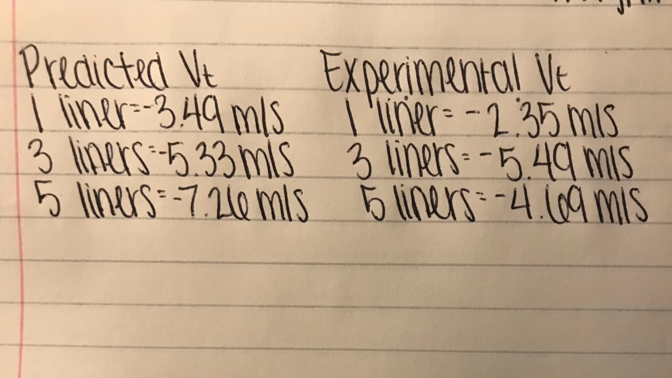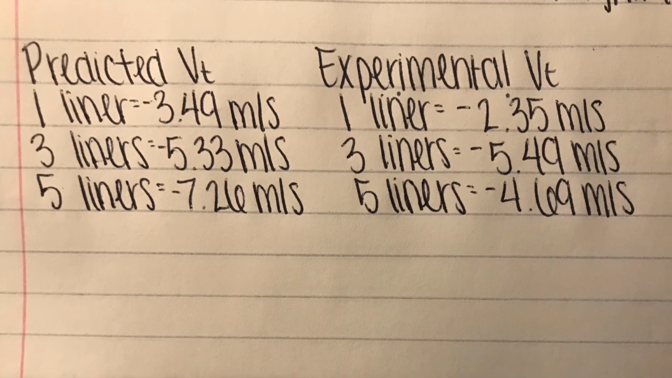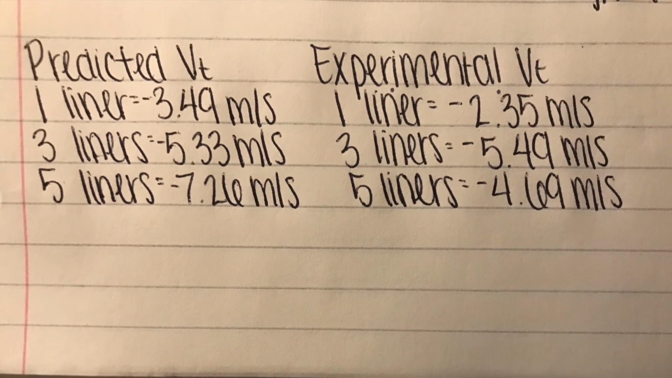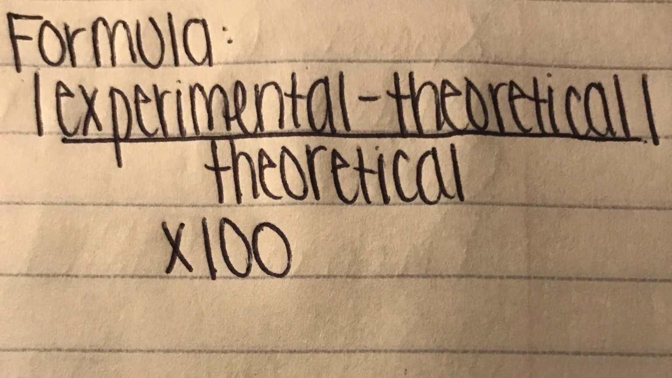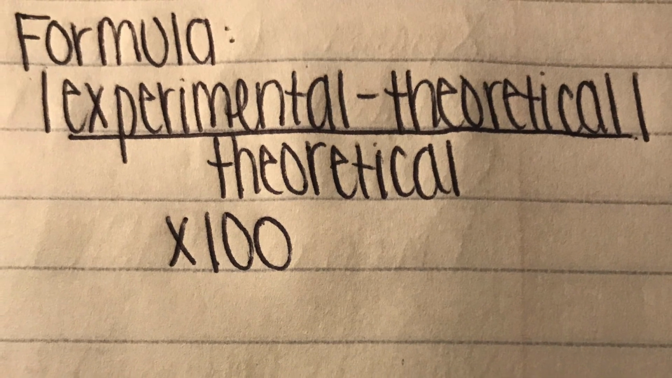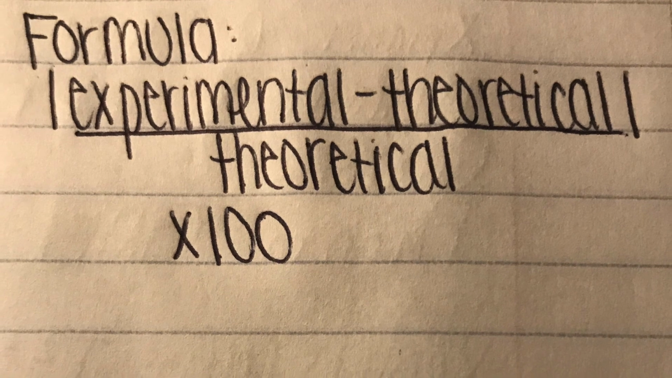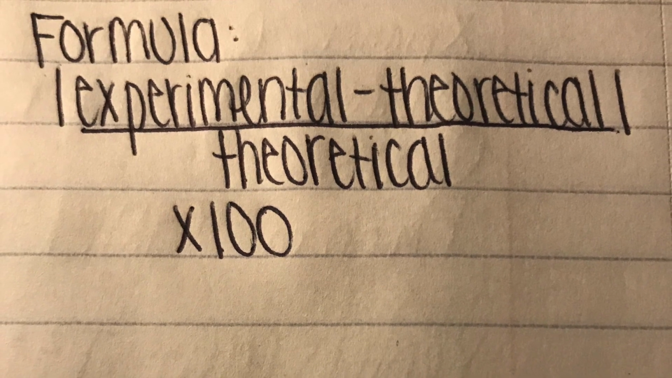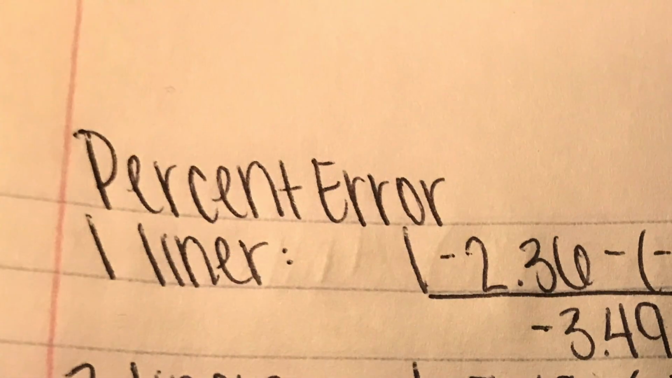Once the trials were finished, we obtained our experimental values for the terminal velocity and compared it to our predicted values. Now that we have obtained both our theoretical and experimental values, we use the percent error equation shown to see how close we were to the actual terminal velocity values.